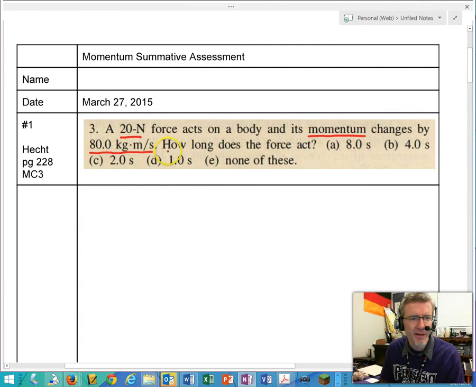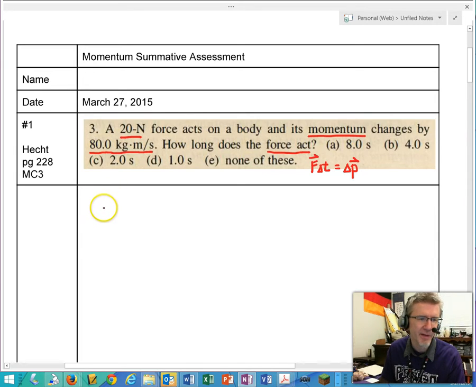Alright, so how long does the force act is probably the biggest clue that we're going to be talking about impulse in this problem. So force times a change in time equals a change in momentum. And these are vector equations. I should maybe ask you to give me before and after values for the body that has the momentum changing, but let's just go with force times a change in time equals change in momentum.